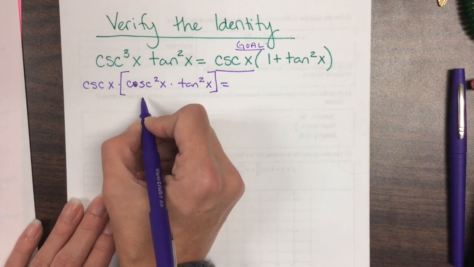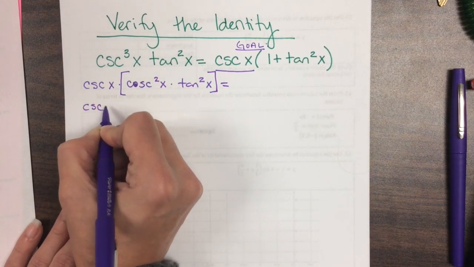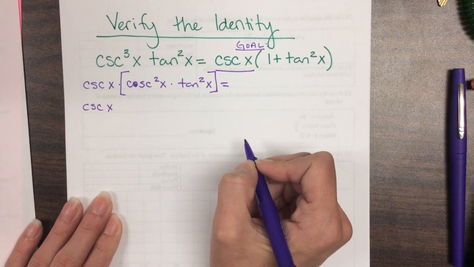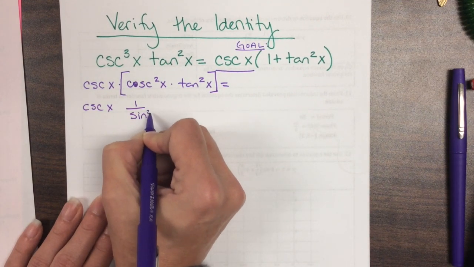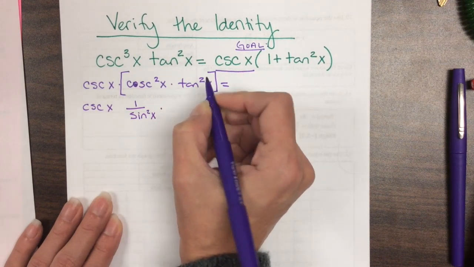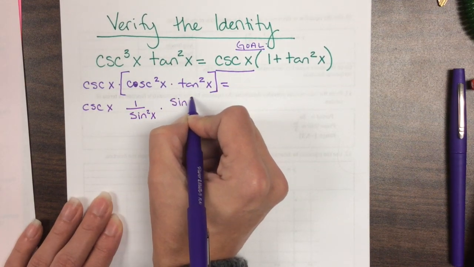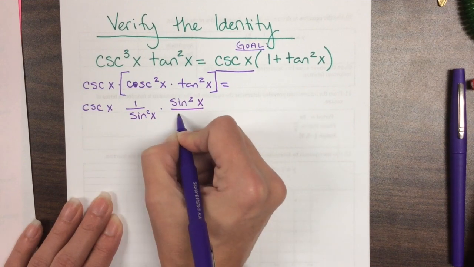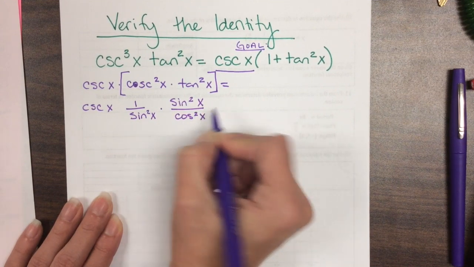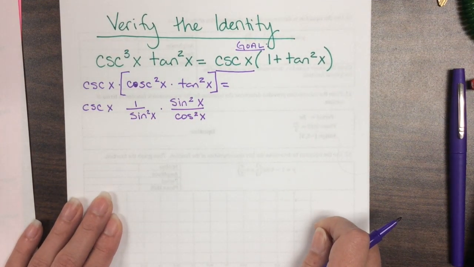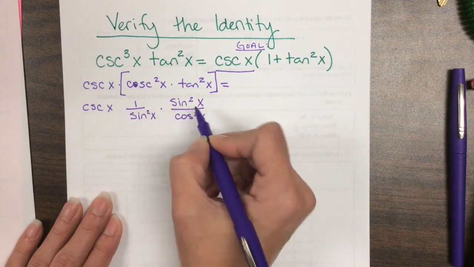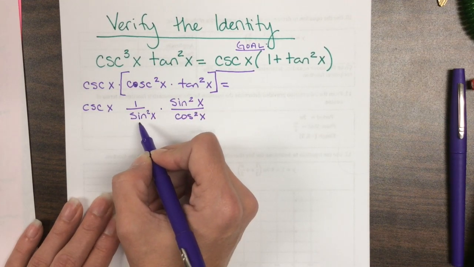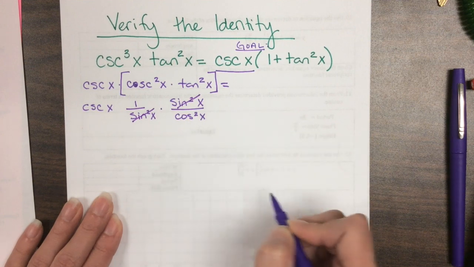I'm going to just bring this guy down, cosecant of x, and kind of try to ignore it. And then I'm going to change this into 1 over sine squared of x, and I'm going to change this into sine squared of x over cosine squared of x. Remember, there might be more than one way to solve this problem, but this is a good option. I hope you notice what we have here. We have a sine squared on the top and a sine squared on bottom, and that will cancel out.